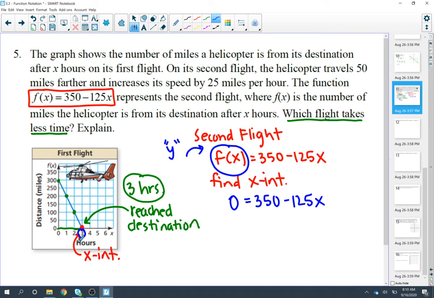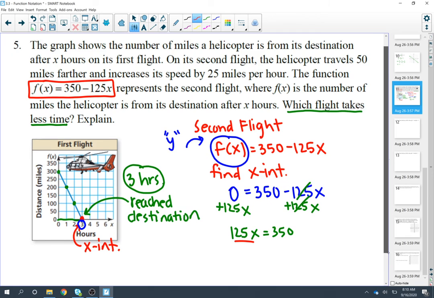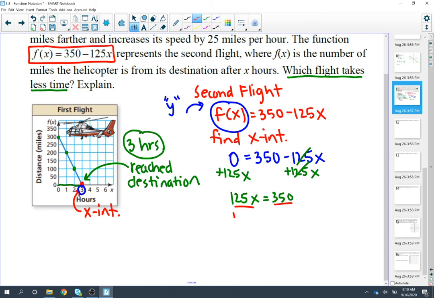Just like over here, this was my x value, and that tells me how long it's going to take to reach my destination. In order to solve this, I'm going to add 125x. So that's going to give us 125x equals 350. Then I'm going to divide both sides by 125. When I get that answer, I'm going to convert it into a decimal, which is going to give me 2.8. This is a story problem, so I'm going to put a unit on it, which is 2.8 hours.